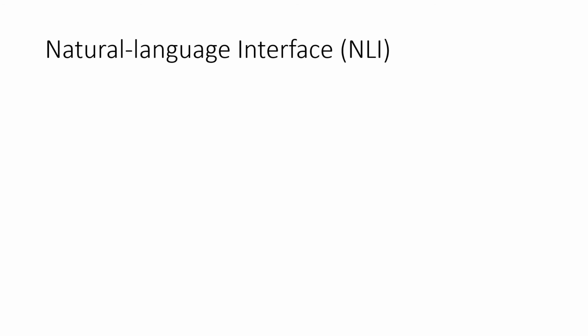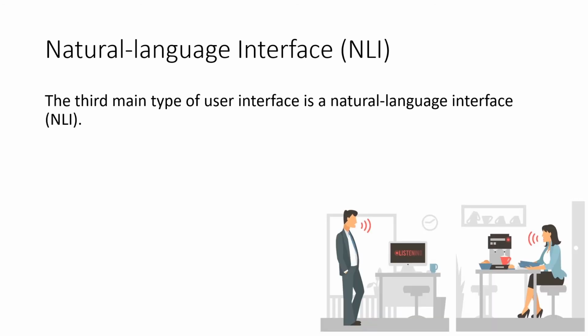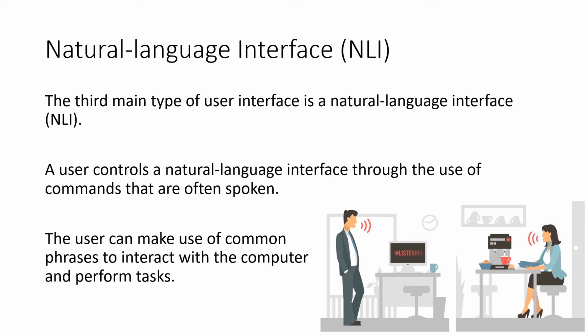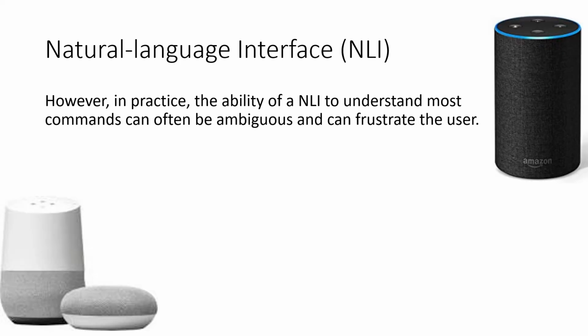You will have used these. Here's a clue as a picture. You talk, the interface listens, and then it performs tasks for you. So you're using your natural language to control the device through commands that you're speaking. You can use common phrases to interact with the device to do common tasks. You'll have used those. Here are some examples. You've got Alexa at the top, Amazon Alexa, and you've got Google Home at the bottom. Maybe on your phone, if you're an iPhone user, you've used Siri.